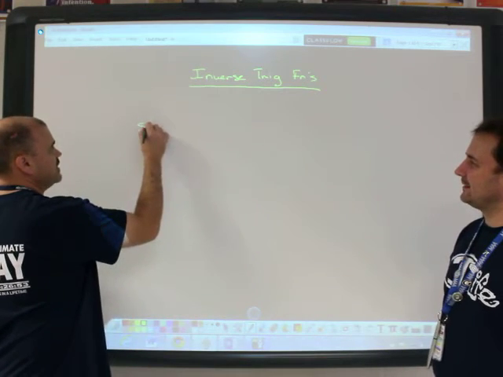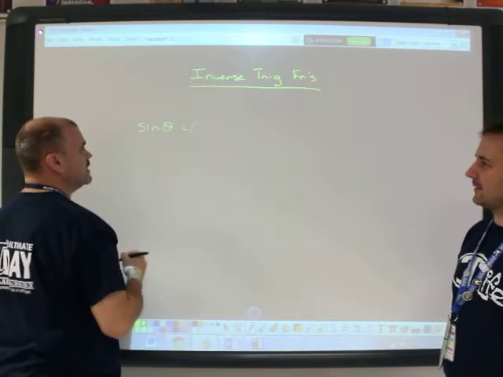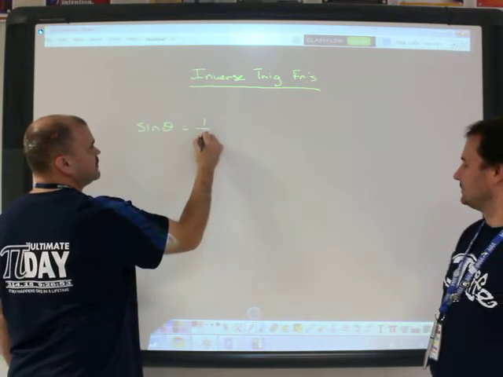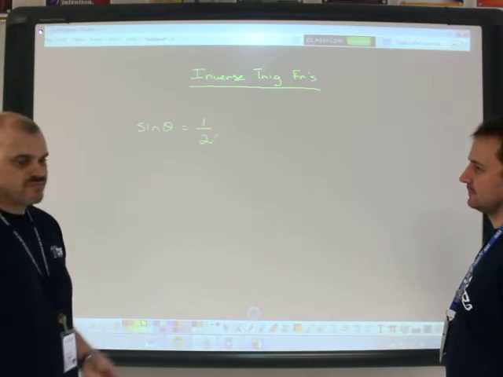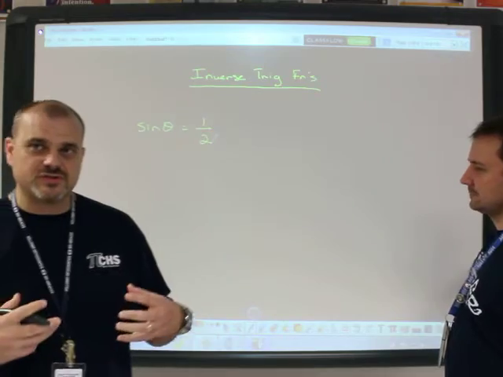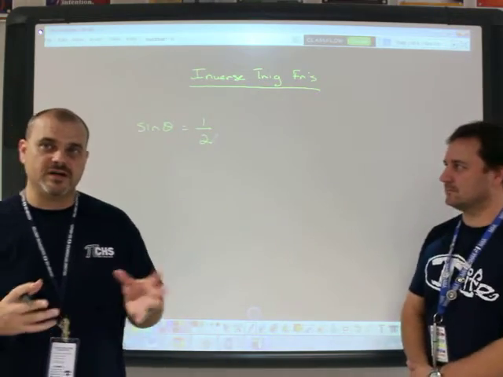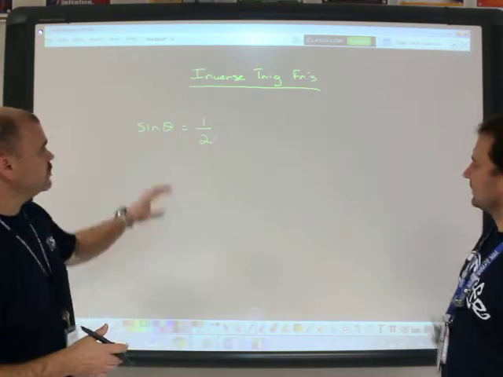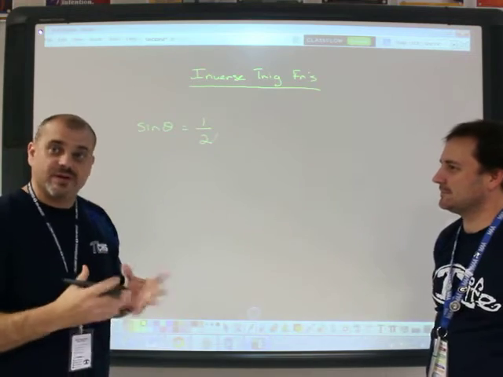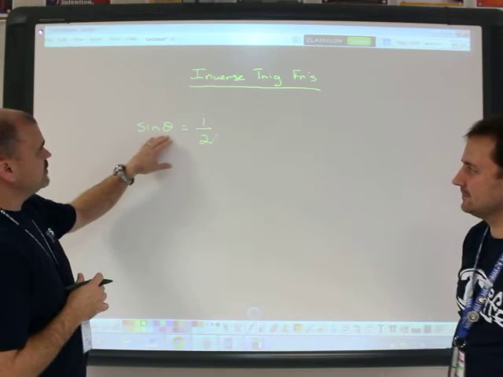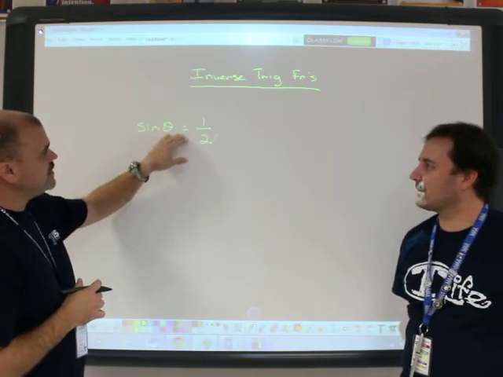Well, let's just take, for example, an equation like the sine of theta equals 1/2. Now, you guys remember when we start to solve for the variable in question, we need to isolate the variable, get it by itself. Well, if you'll look, I have sine of theta equals 1/2.